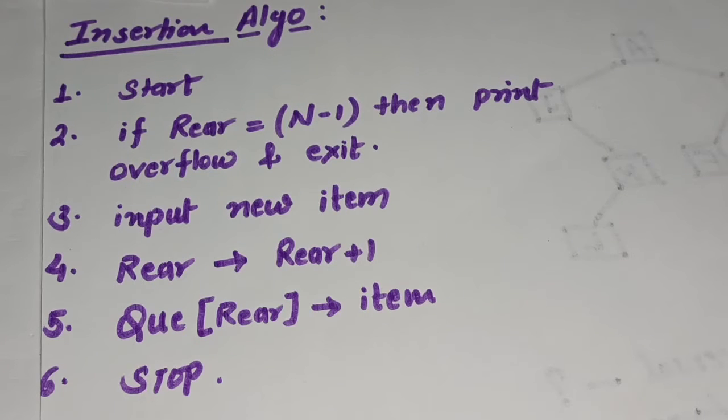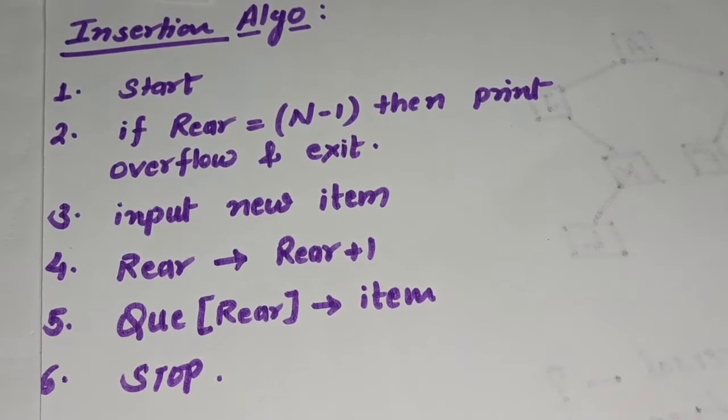Next is the algorithm of queue. In queue we perform two operations, insertion and deletion. Insertion of an element and deletion of an element. Okay, so here the algo is written. First of all we start the algo. First step is start. After this we check the overflow and underflow. Overflow: the rear is the end where we enter the element.